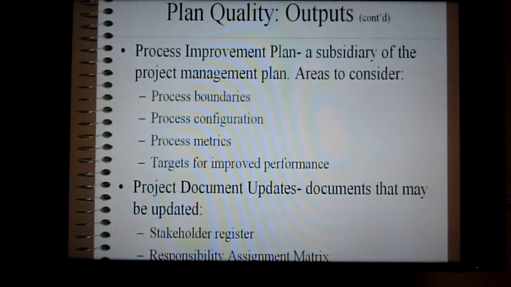Additional outputs. Process improvement plan, which discusses process boundaries, configurations, and metrics. Also targets for improved performance. Project document updates, which may be updated, are stakeholder registers and responsibility assignment matrix.